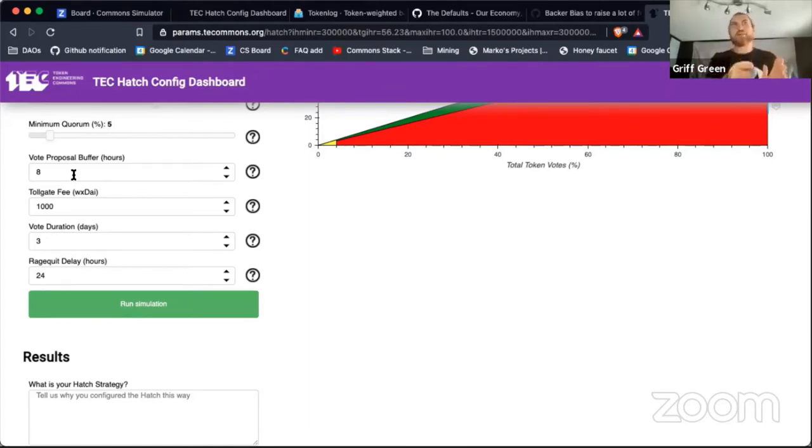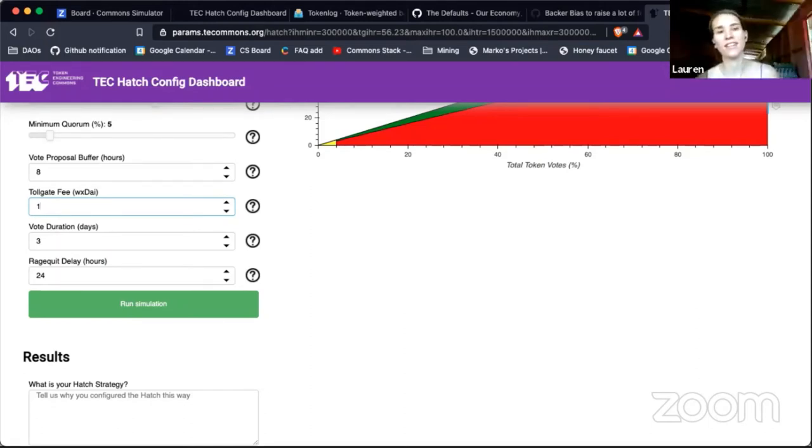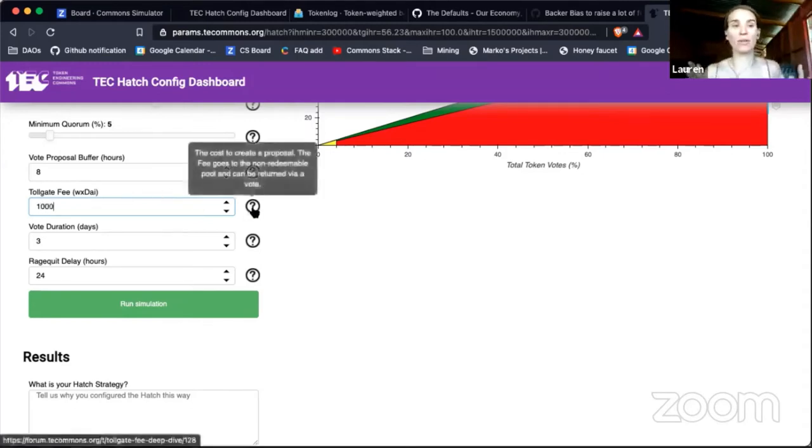But if you make that 8 hours, then basically people can, it's called a griefing attack, where you can say, oh yeah, if the tollgate fee is $1, I'll just make a bunch of stupid proposals, and that will delay the DAO 8 hours for every proposal. So I can steal everybody's time for $1. Right. So that's why it's kind of prohibitively large, so that people actually have to care about their proposals in order to put them through.